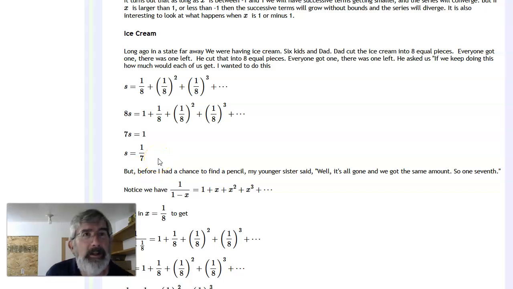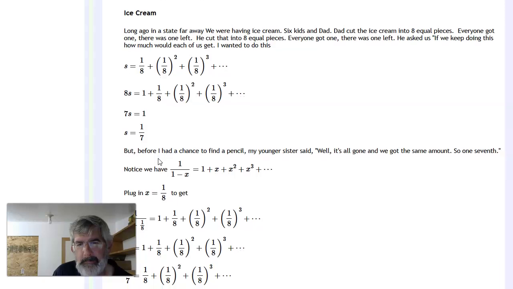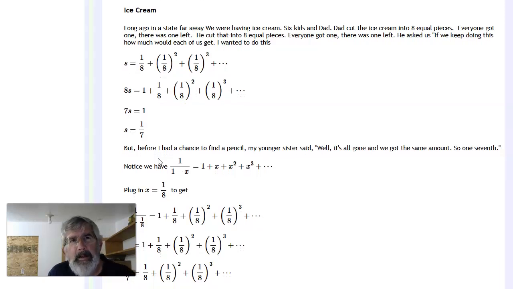But before I could even think about finding a pencil, my younger sister, now if I was in 7th grade, she would have been in 5th, one of my younger sisters, said, it's all gone and we all got the same amount, so 1/7. It's like, to this day, I try to add up geometric series by thinking in terms of ice cream, right?